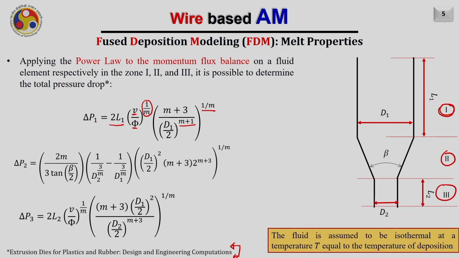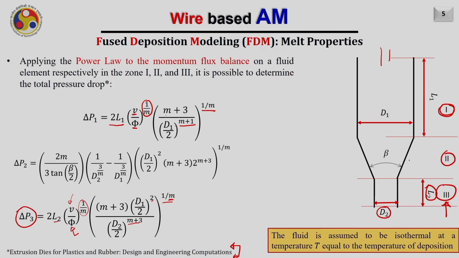In a similar fashion, the pressure drop in zone 3 will be delta P3 equals 2L2 V divided by phi to the power 1 upon m, bracket (m plus 3) d1 by 2 to the power 2, (d2 by 2) to the power m plus 3, to the power 1 upon m, where V is nothing but the velocity of the wire which is entering into the nozzle, and L2 is the length of zone 3, d2 is the diameter of zone 3, and other values like m is the flow exponent and phi is the fluidity.